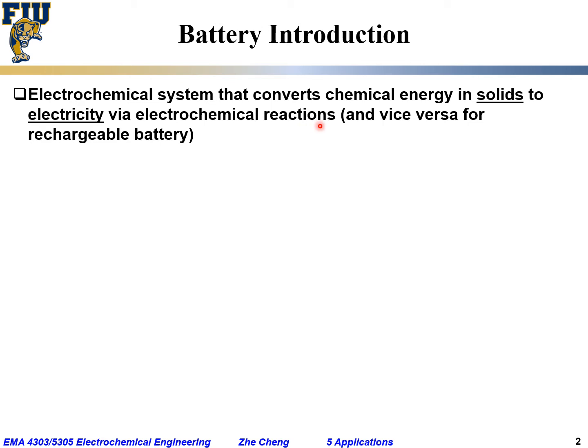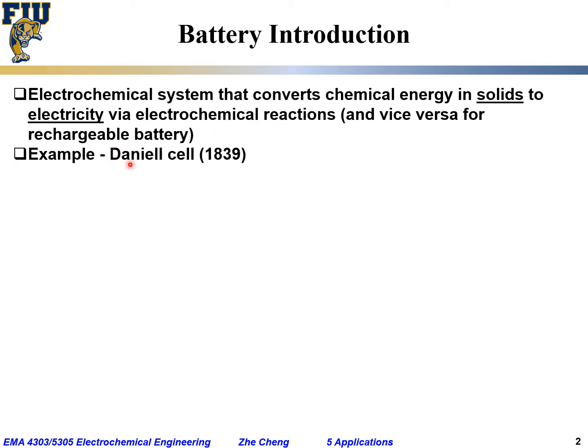And this conversion to electricity is its primary functionality. And of course, we may have so-called rechargeable batteries, and in that case, during the charging cycle, you would also be going from electricity to chemical energy, again stored in solids. So this is the basic simple definition for a battery.